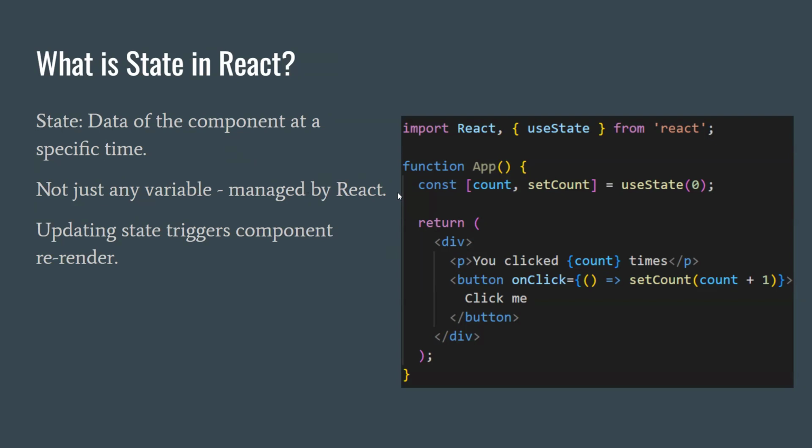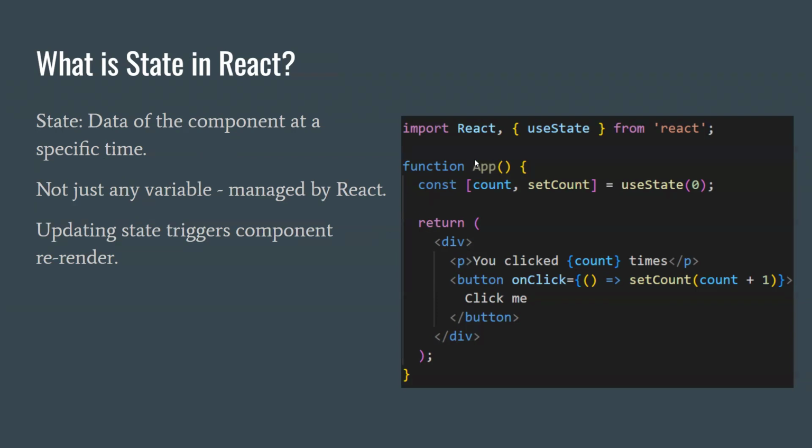However, React state is not just any variable. It's managed by React in a way that when updated, it doesn't directly change. Instead, it triggers the component to re-render, reflecting the new state in the UI. This mechanism ensures that the UI always stays in sync with the underlying data.